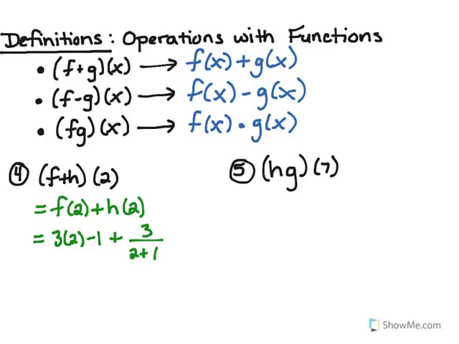And now I just need to simplify to a single numerical value. So this is 6 minus 1 plus 3 over 3, which is, in fact, 1. So now I really just have 6 minus 1 plus 1, which is plain old 6. So in this case, f plus h of 2 is 6.